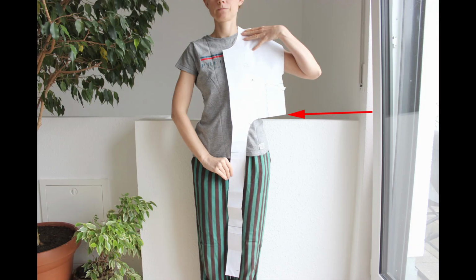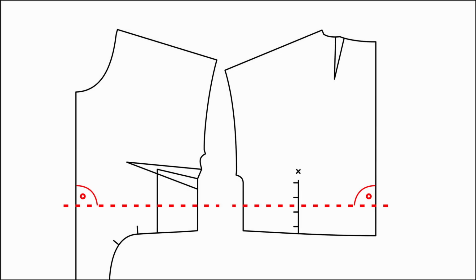You can just hold the prepared front pattern towards your body in front of a mirror. Then the side here, marked with a red arrow, should be around your waistline. If there's a difference, please measure it and note it. To adapt the pattern, you can now cut it horizontally at a right angle to the center front and center back.